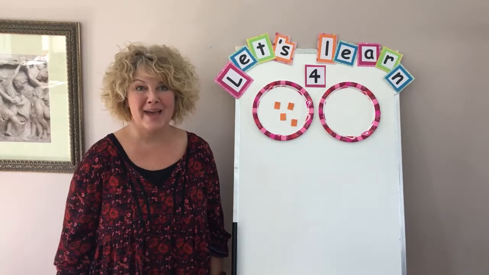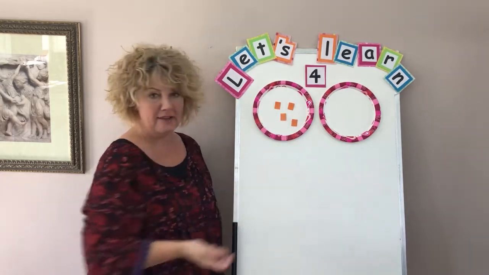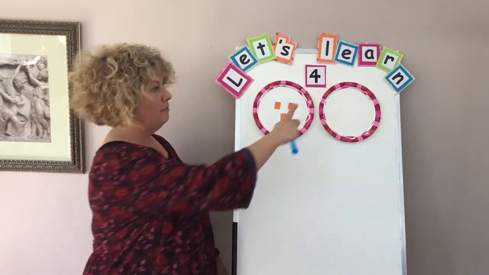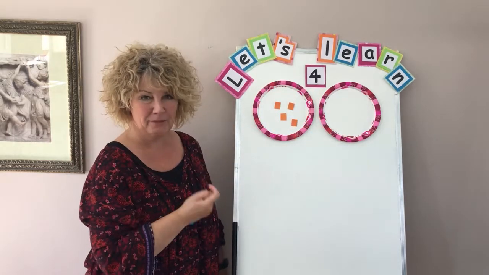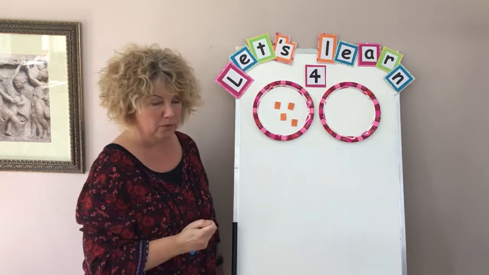Everyone, let's do some adding together. I'm going to use 4 little squares that I've made, and I also have 2 plates to help me do my sorting. And I've put a number up here. You know that number. That's the number 4. And I'm going to be moving these little squares around between the 2 plates.